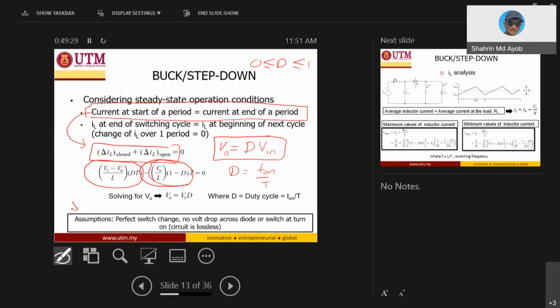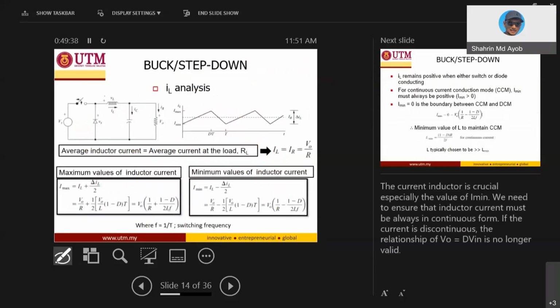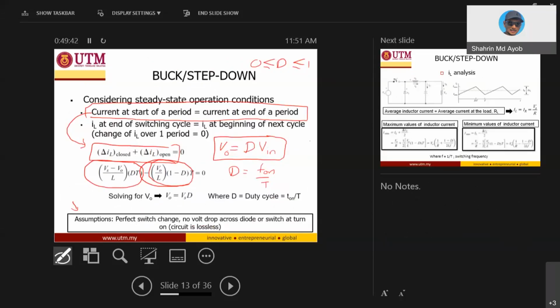Okay, we take a 10 minute break before we proceed with the analysis of the IL. So 10 minutes, it is 11:51. We meet again around 12:01.